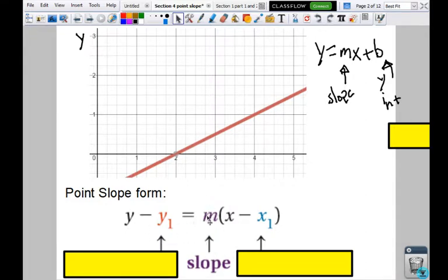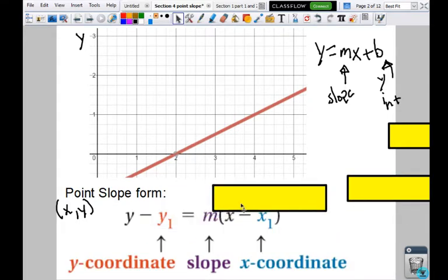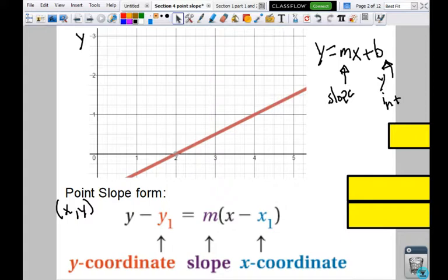In point slope, m is our slope, just like normal. So the reason it's called point slope is because I also need a single point on my line. I need an x comma y coordinate, which is why this is called point slope. Because I've got my slope, and then x1 and y1 I fill in with numbers of an x coordinate and y coordinate that is on my line. So point slope has slope, which is our m, and then it's got an x coordinate and y coordinate that go in for x1 and y1.